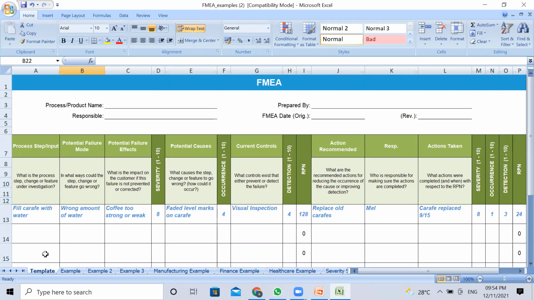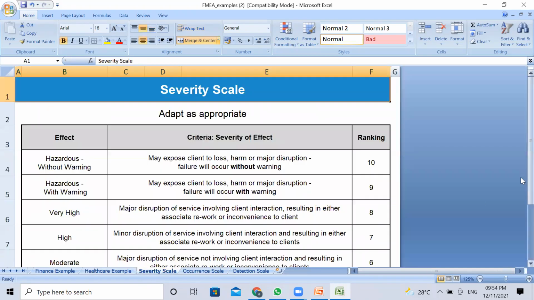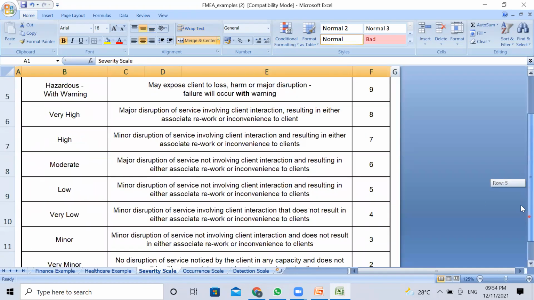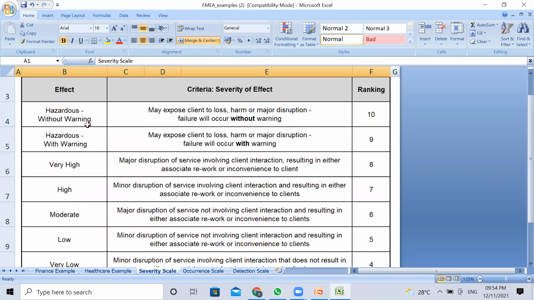Sir, that rating I can't clear, sir. How do we decide the severity occurrence rating? I'm not clear on that. Okay, so for example, this is the hazardous or without warning.